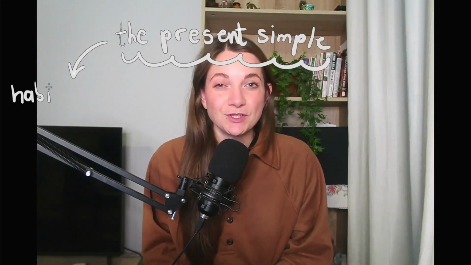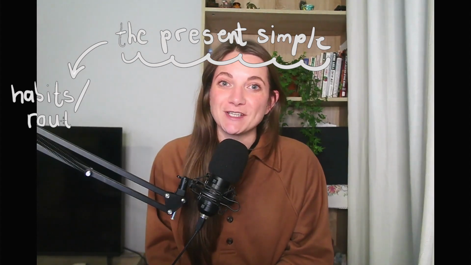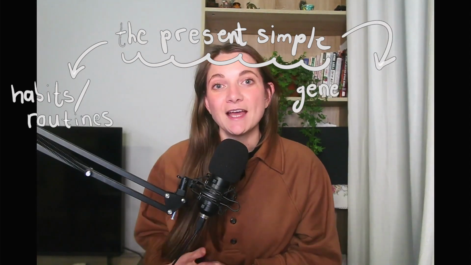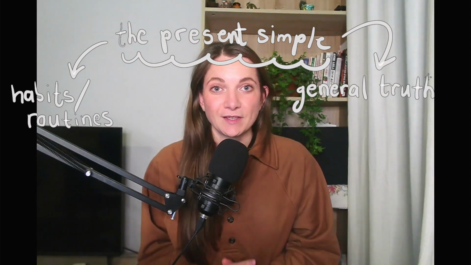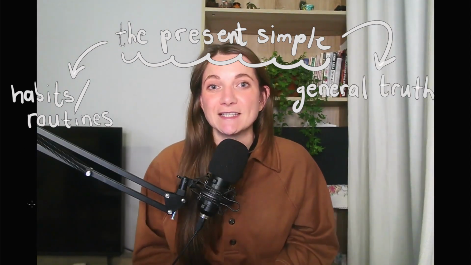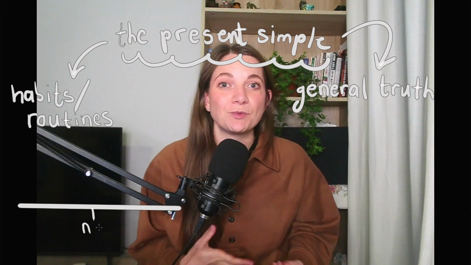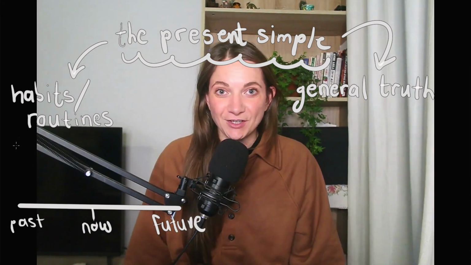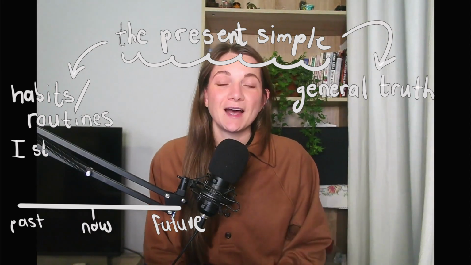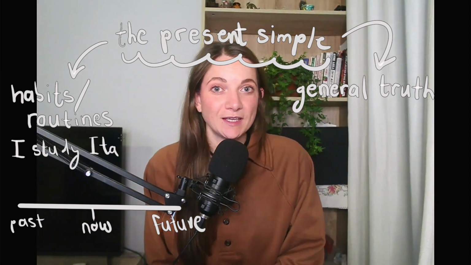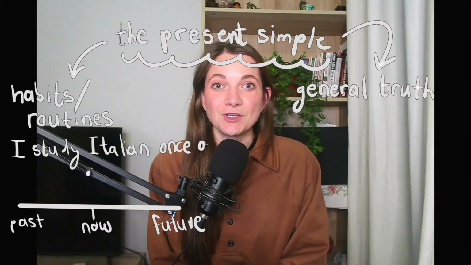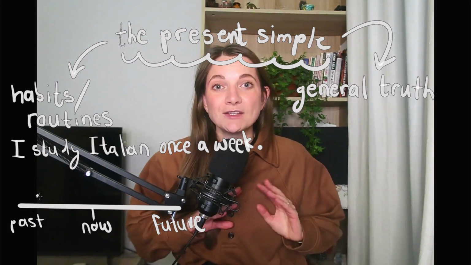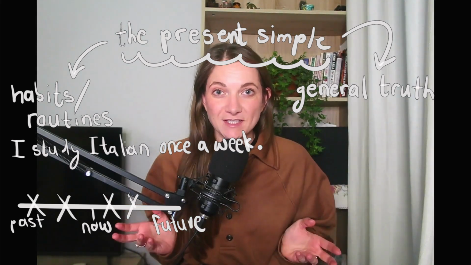So let's start with the two most common ways that we use the present simple, and that is for habits and routines and general truths. When we look at habits and routines, these are things that we often do, that we sometimes do, that we do once a year, once every 10 years. For example, I study Italian once a week. Okay. So when we talk about routines, we're talking about something that we do consistently around the present time.